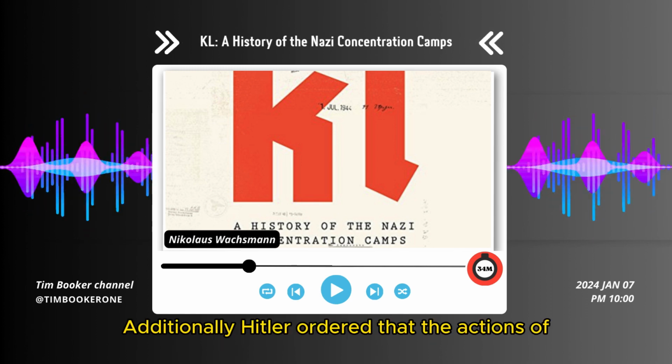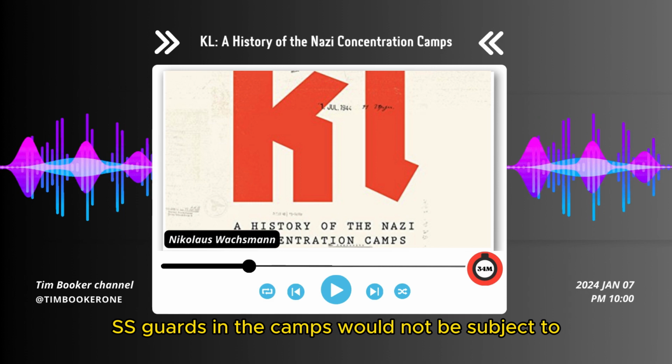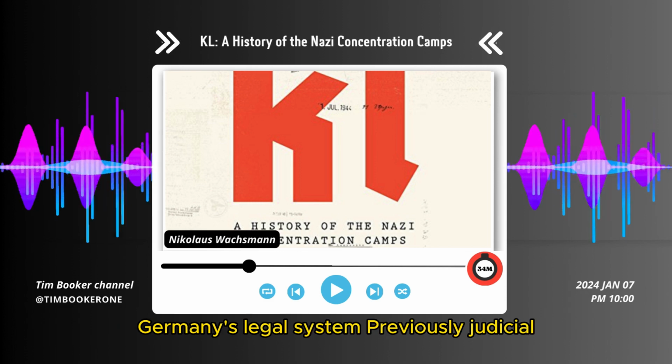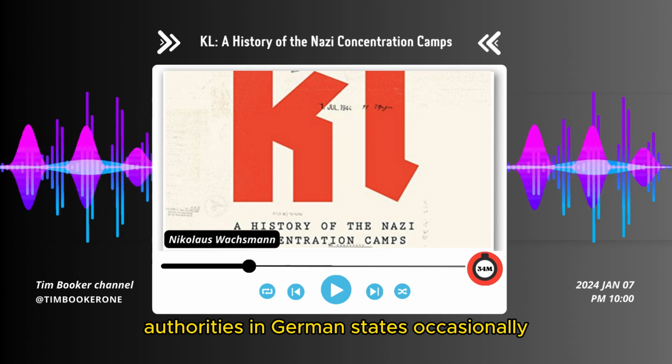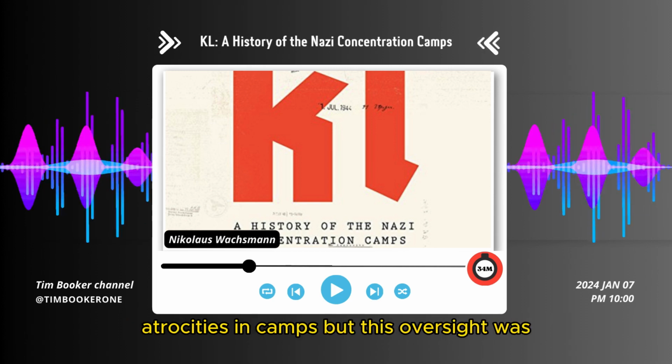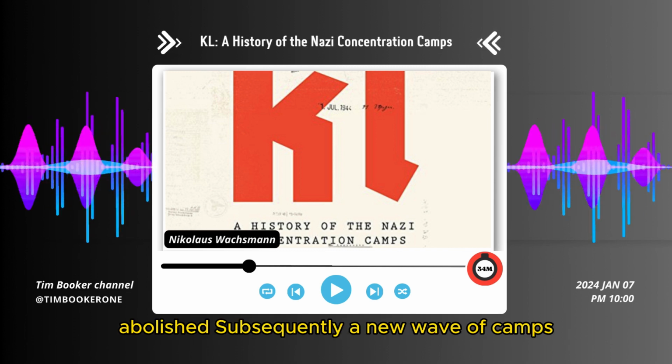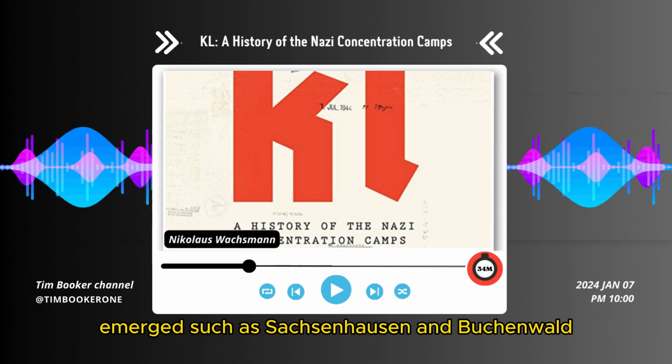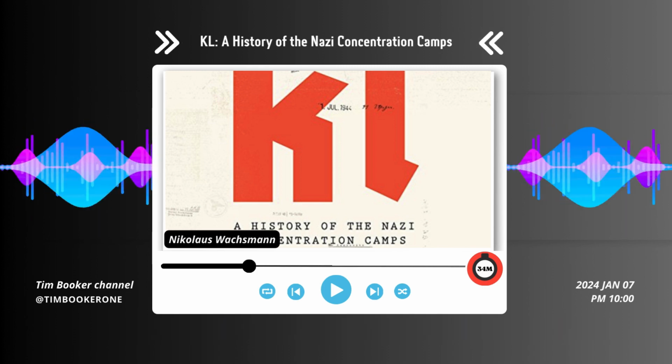Additionally, Hitler ordered that the actions of SS guards in the camps would not be subject to Germany's legal system. Previously, judicial authorities in German states occasionally investigated and even prosecuted the SS for atrocities in camps, but this oversight was abolished. Subsequently, a new wave of camps emerged, such as Sachsenhausen and Buchenwald.